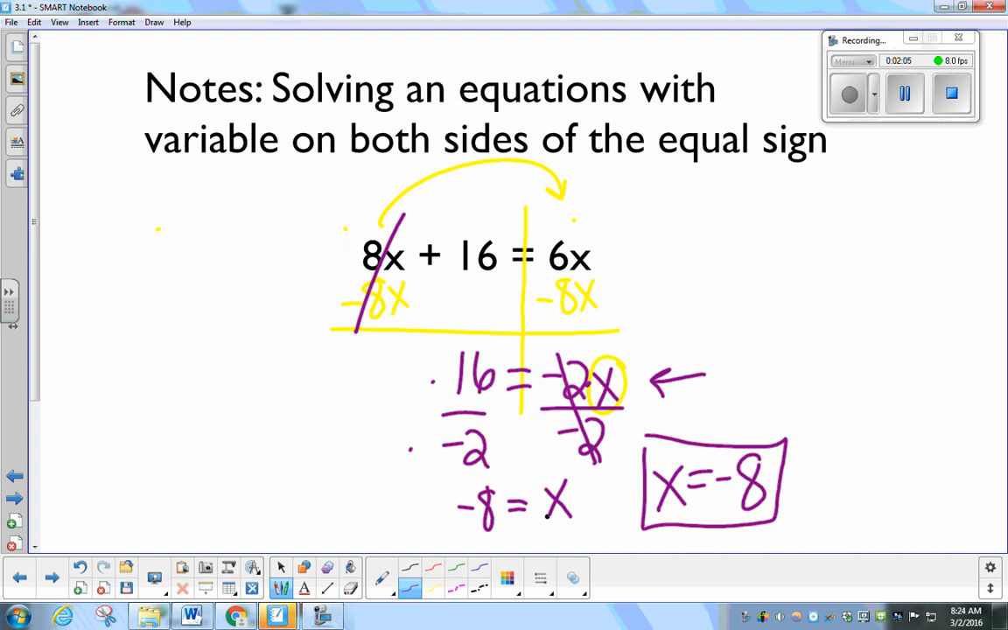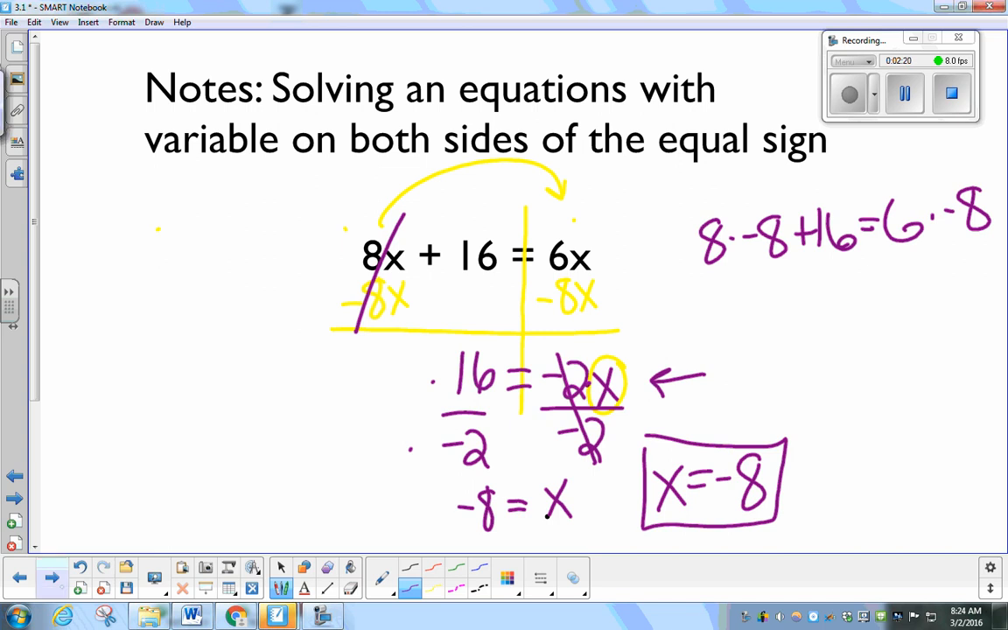And just like in the past, you can plug negative 8 into this equation. 8 times negative 8 plus 16, and you should get whatever 6 times negative 8 is. I just plug that x back in and it should work out.